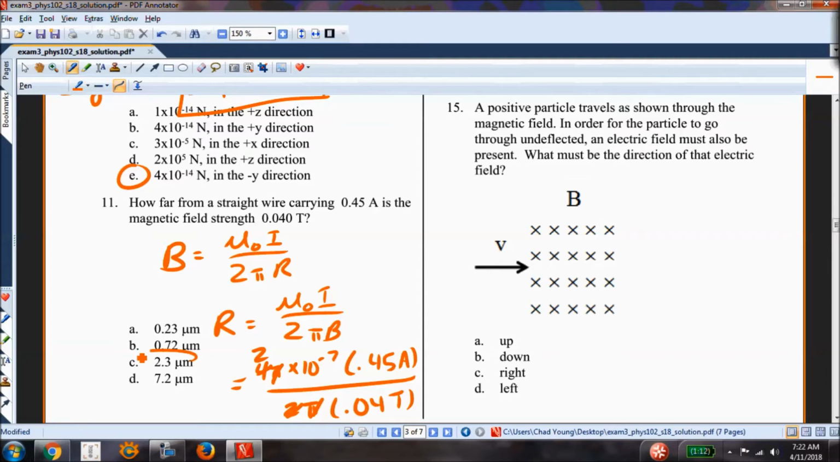2.25 times 10 to the minus 6. That's 2.3 micrometers. So number 11 is C.